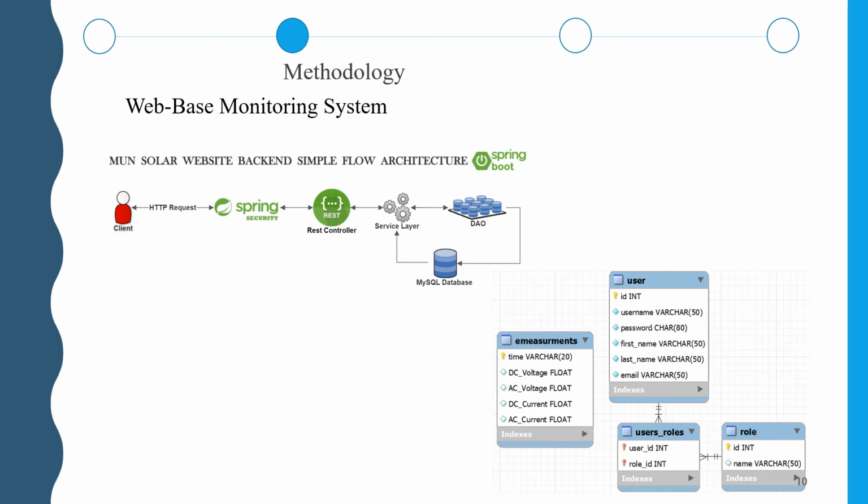All the endpoints on the website are controlled by security and REST controllers, which call the service layer, and then the service layer calls the data access object, which is the DAO, to connect to the MySQL database. Then it can create, read, update, or delete any data from the database. The MySQL database consists of 2 parts, a table for saving measurements and 3 tables for Spring Security, as shown in the UML diagram.